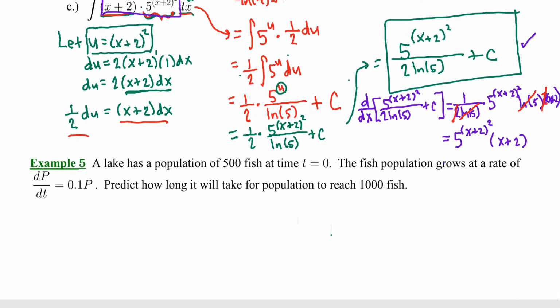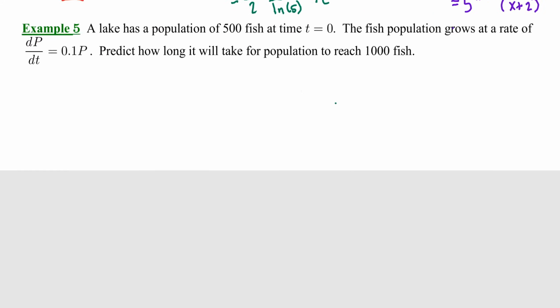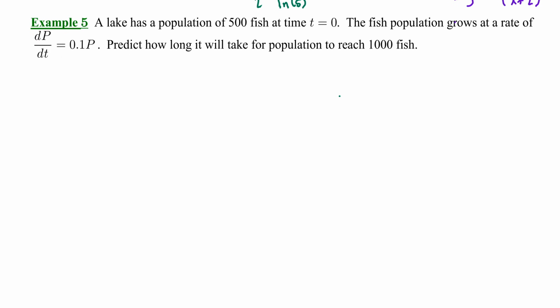So let's finish up this particular section with an application. Example 5. A lake has a population of 500 fish at time t equals 0. So we could say the initial population is 500 fish. The fish population grows at a rate of dp over dt equals 0.1p. Notice I don't have the population function, but I have the rate of change of the population function. That means we're dealing with a differential equation here. Predict how long it will take for the population to reach 1,000 fish.